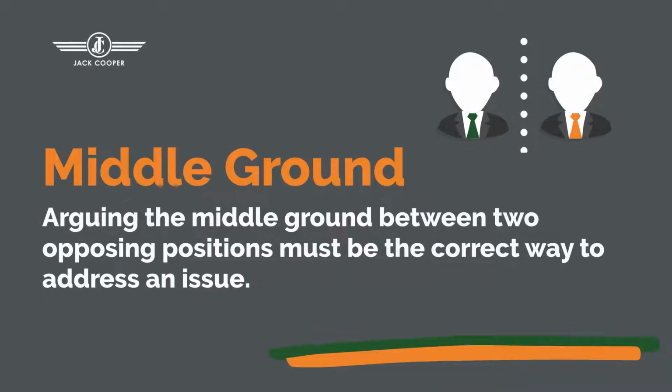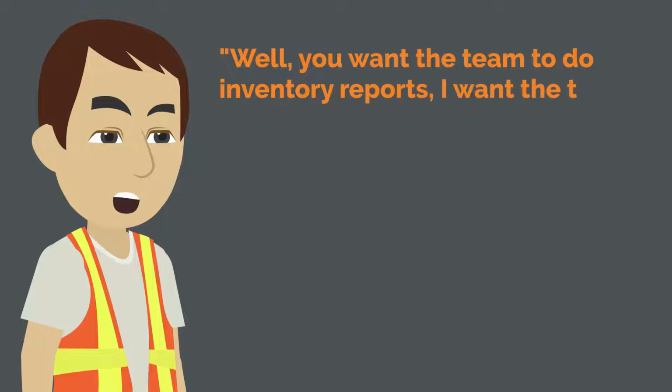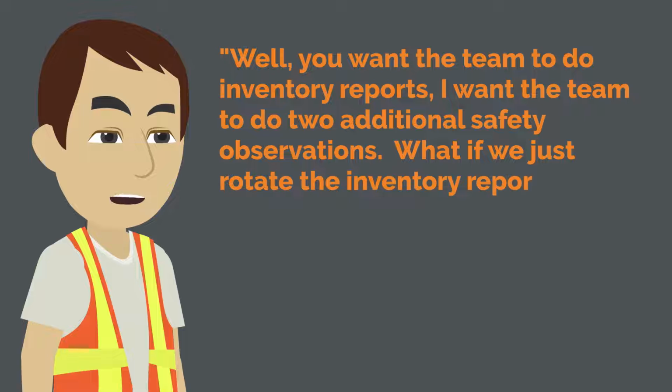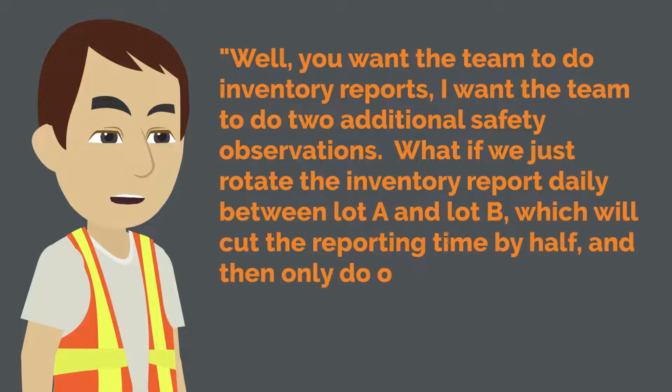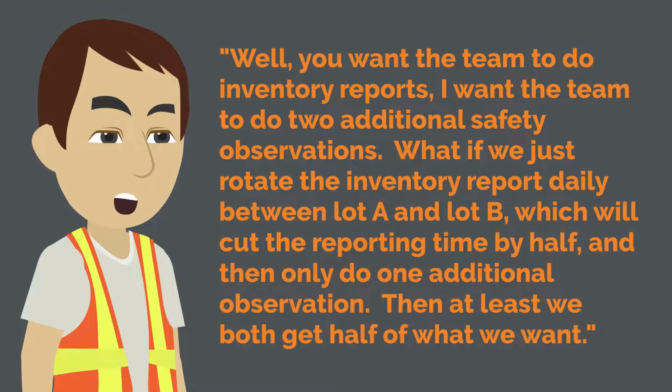We heard Bob make a proposal where he and Billy both got part of what they wanted. Well, you want the team to do inventory reports. I want the team to do 2 additional observations. What if we just rotate the inventory report daily between Lot A and Lot B, which will cut the reporting time by half, and then only do 1 additional observation? Then at least we both get half of what we want.